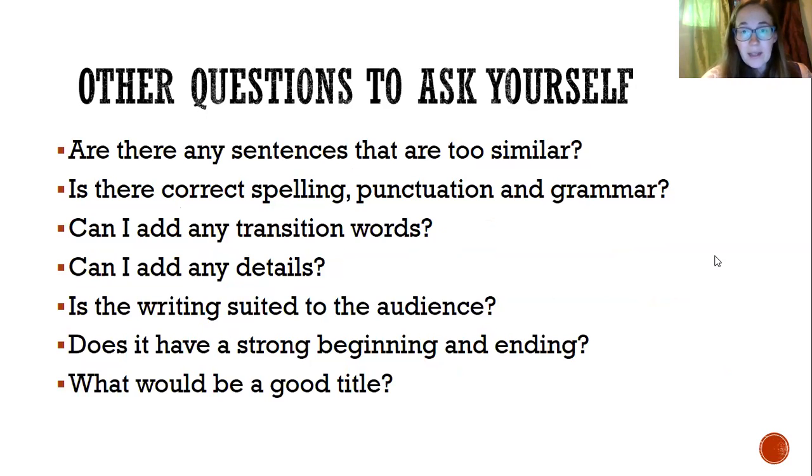Then this happened, then that happened, then this happened. Is there correct spelling, punctuation, and grammar? So again, what we worked on in the last couple weeks, do I have my commas in the right spot? Am I beginning with a capital letter, and am I ending with a period, an exclamation mark, or a question mark? Next, can I add any transition words? Can I add any more details? Is the writing suited to the audience? Does it have a strong beginning and ending? And then finally, what would a good title be?